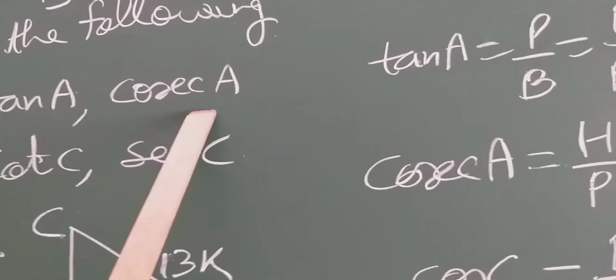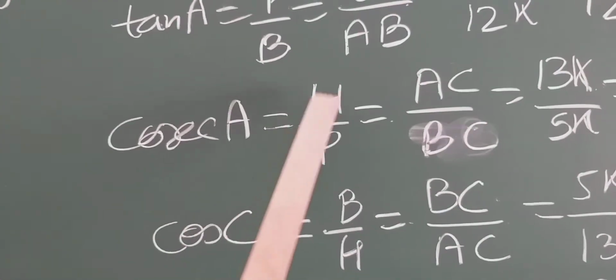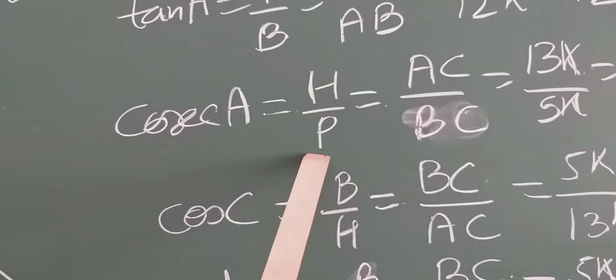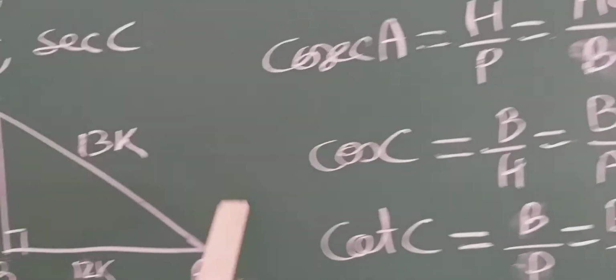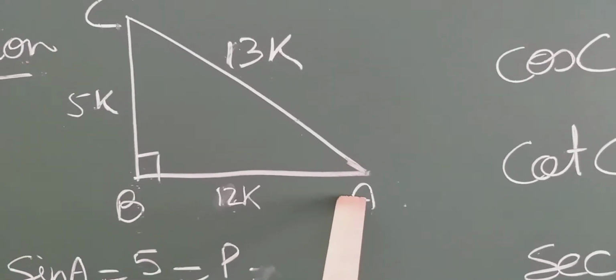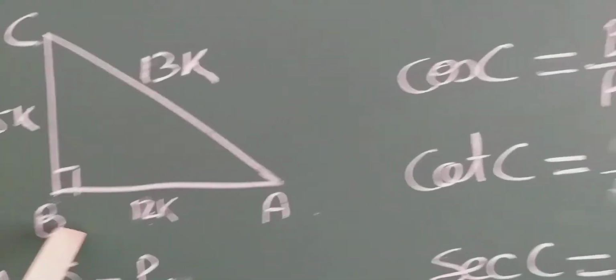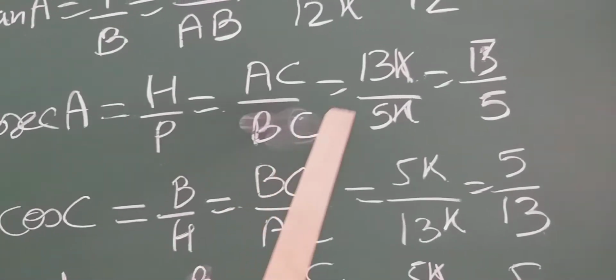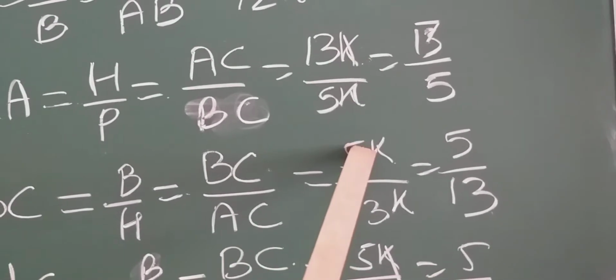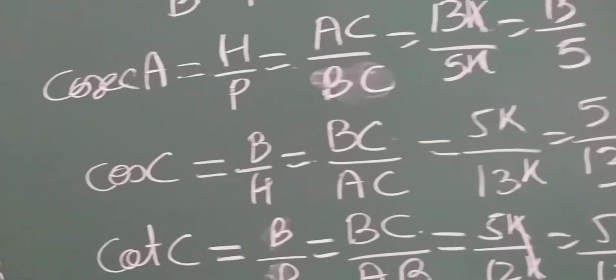Now student, cosec A. Cosec A equals H upon P. Hypotenuse upon perpendicular for angle A. For angle A, hypotenuse is AC and perpendicular is BC. AC upon BC, 13k upon 5k, k cancels, 13 upon 5.